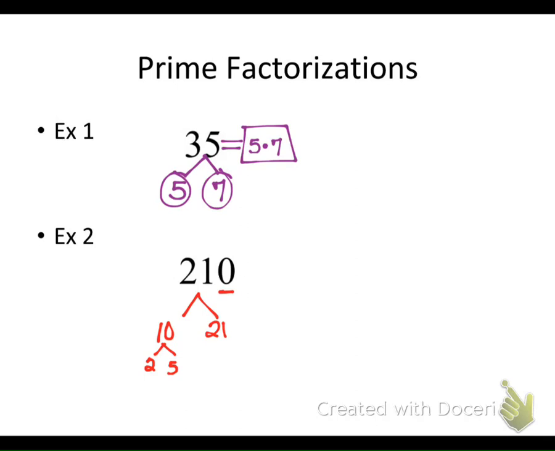No, so it's going to be a prime, so I'm going to circle it because I'm trying to find my prime factors here. Okay, what about 5? No, so it's another prime number, so I'm going to circle it.